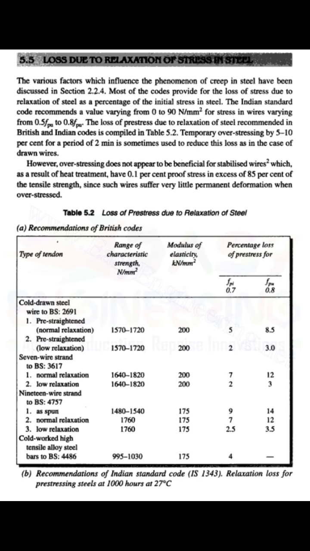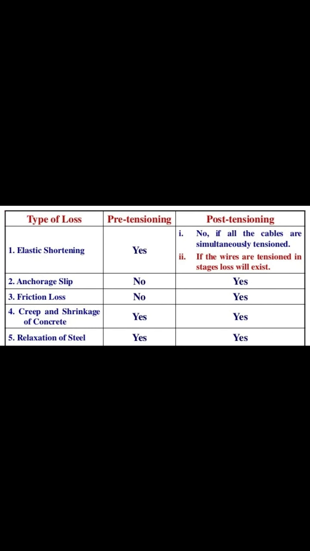See here, the relaxation of the steel can exist in both pre-tensioning as well as post-tensioning. The creep and the shrinkage of the concrete can occur both in pre-tensioning structures as well as post-tensioning structures. The friction loss will occur only in post-tensioning. It will not occur in pre-tensioning structures. Okay, and the anchorage slip occurs only in post-tensioning structures. It will not occur in pre-tensioning structures. So this is about the different types of losses which occur in post-tensioning and pre-tensioning.